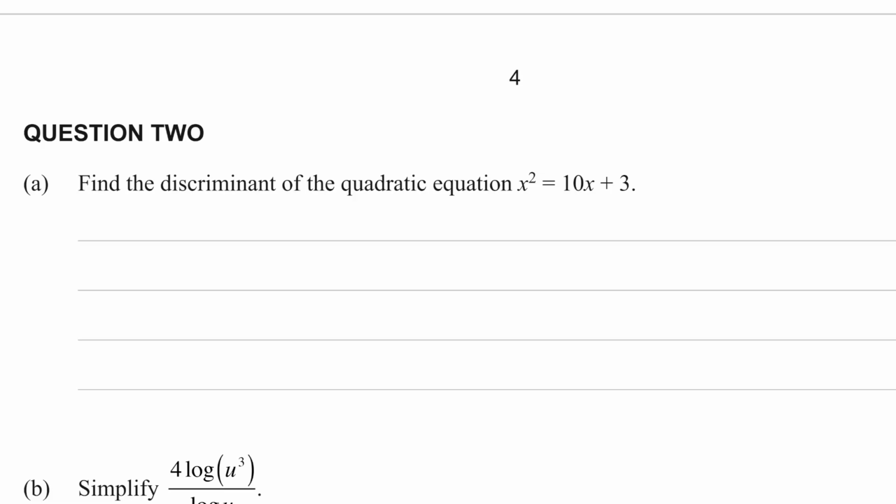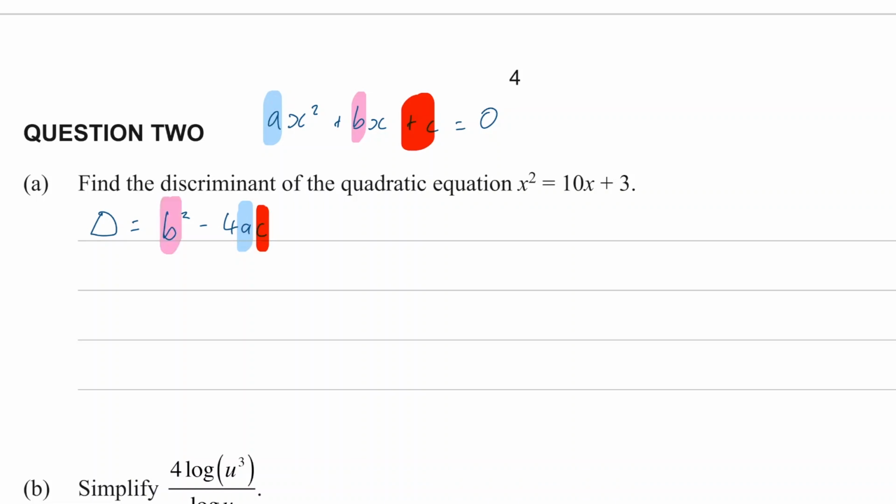Finding the discriminant. Easy marks for us. So if you forgot, the discriminant is equal to b squared minus 4ac, where a, b, and c come from the standard form for a quadratic, ax squared plus bx plus c equals 0. So then from that, we read off the a term, the b term, and the c term. Oh, forgot to highlight b.